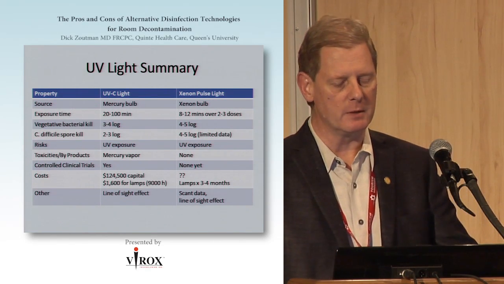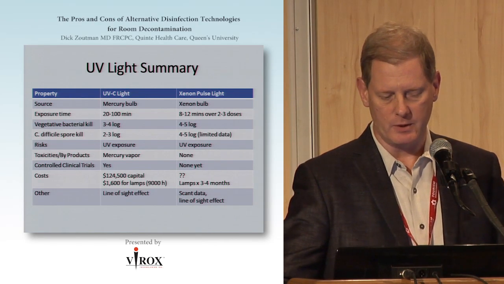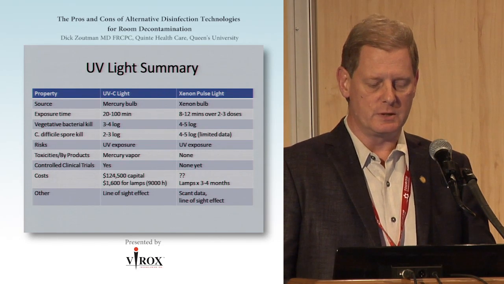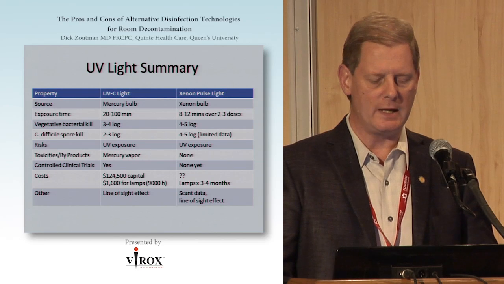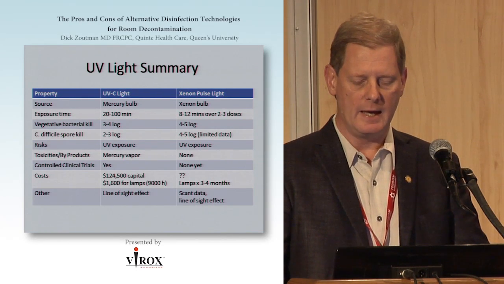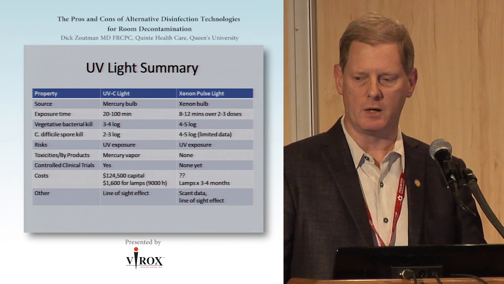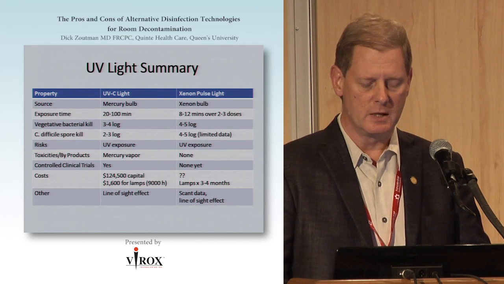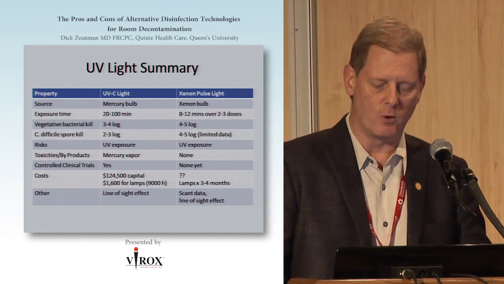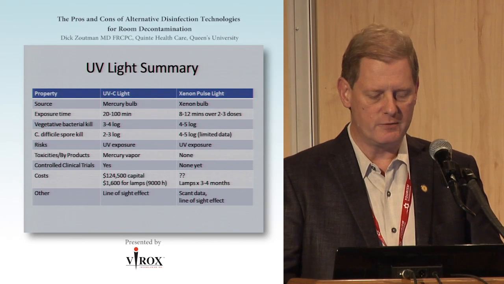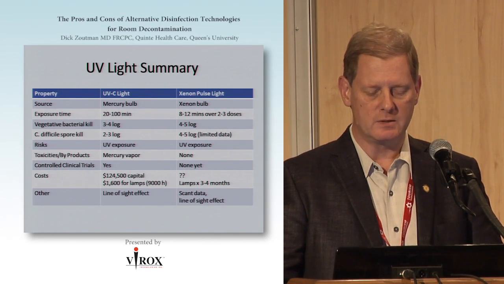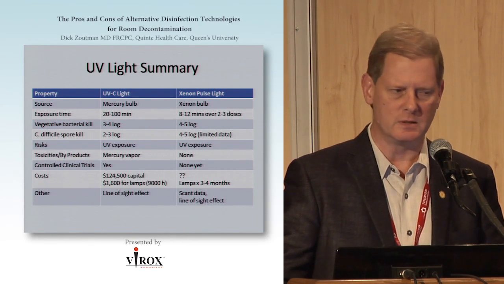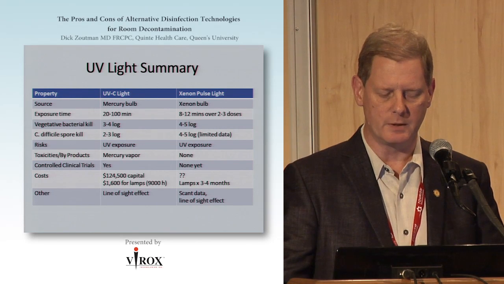But what can we conclude then about the state of UV lights? Well, this is my summary. There are Mercury bulbs and Xenon bulbs, the 2 types. They have an exposure time between 20 and 100 minutes for the UVC lights, and pulses that range between 8 and 12 minutes per pulse, but you need several pulses in a room depending on the line of sight with the Xenon bulbs. Vegetative bacterial kill is in the 3 to 4 to 5 log reduction. And the C. diff spore kill rate for the UVC lights is around 2 to 3 log, not that high, and about 4 to 5 log, but very limited data. I would be cautious in over-interpreting that.